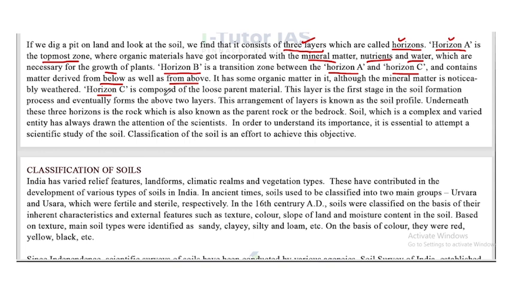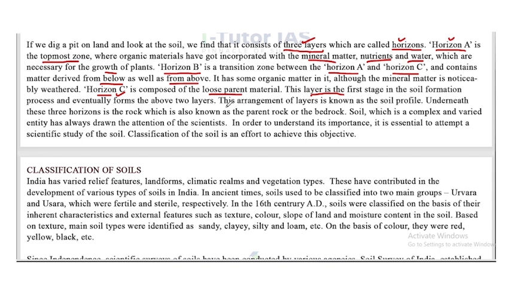Horizon C is composed of the loose parent material. Okay, so the third one is horizon C, and it is composed of the loose parent material. This layer is the first stage in the soil formation and it eventually forms the above 2 layers.